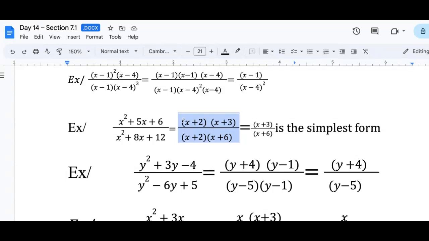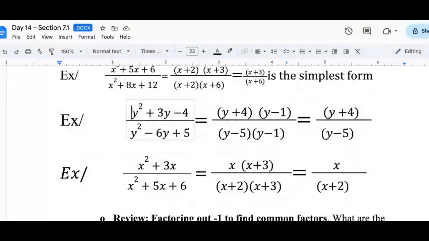Now we see the common factor of numerator and denominator is x plus 2. X plus 2 divides itself, it becomes 1. So then we have x plus 3 over x plus 6 left. So this is the simplest form for the original rational expression.